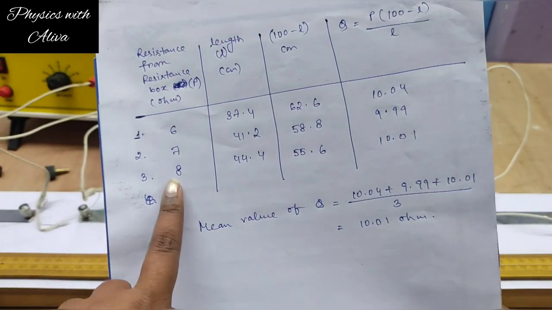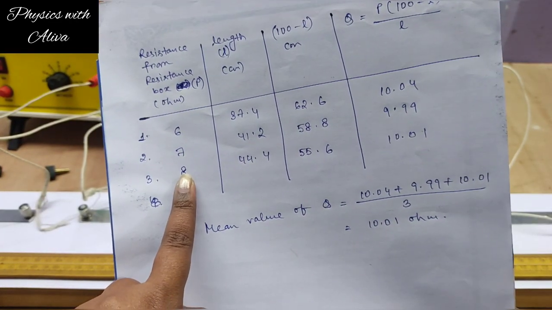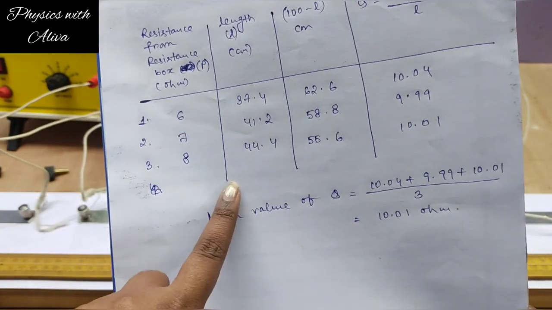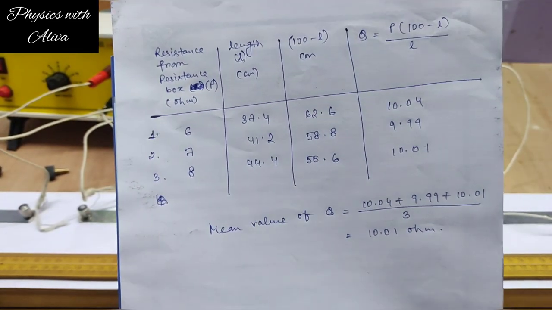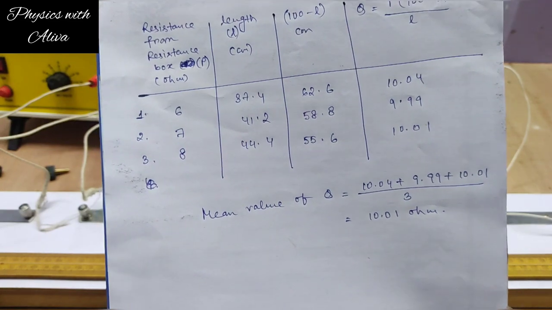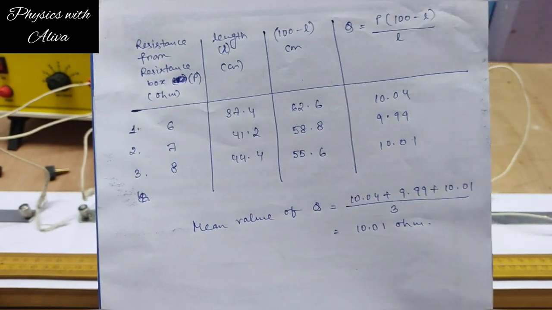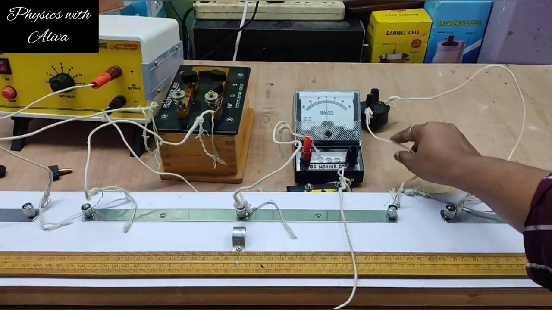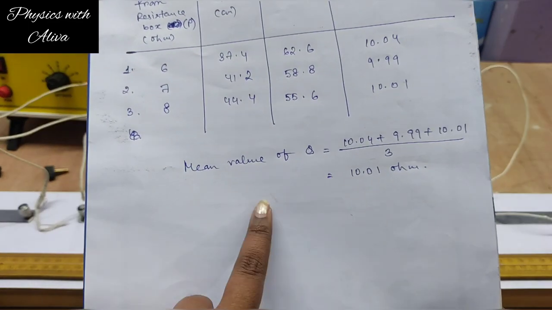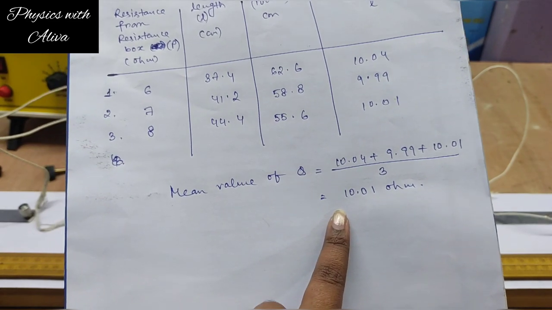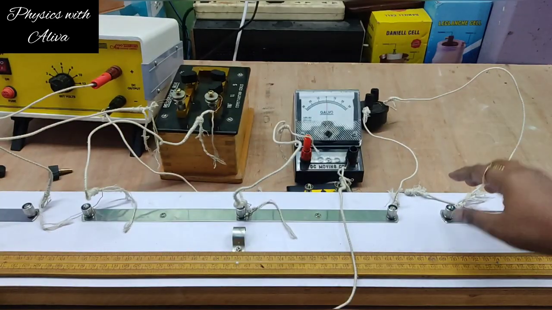Now we have taken another reading for resistance 8. For resistance P, 6, 7 and 8, we have taken these three readings, and then we have calculated the value of 100 minus L, and then using this formula, we have calculated the value of Q, the unknown resistance. The value of Q means the value of this resistance. And we have taken the mean value of Q. The mean value of Q is 10 ohm. So the value of the unknown resistance Q is 10 ohm.